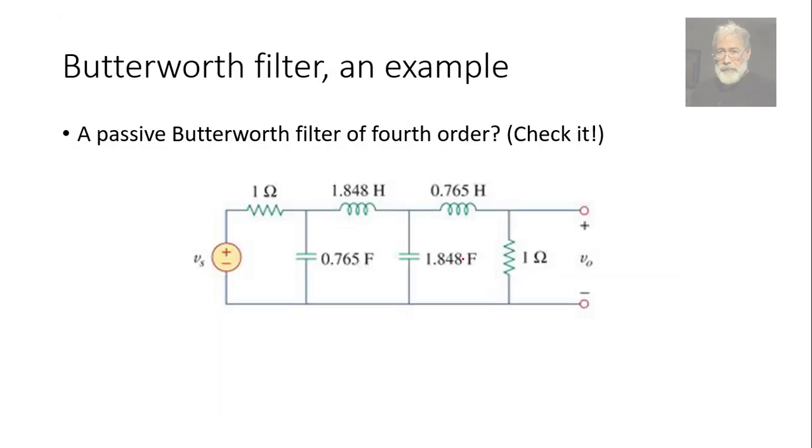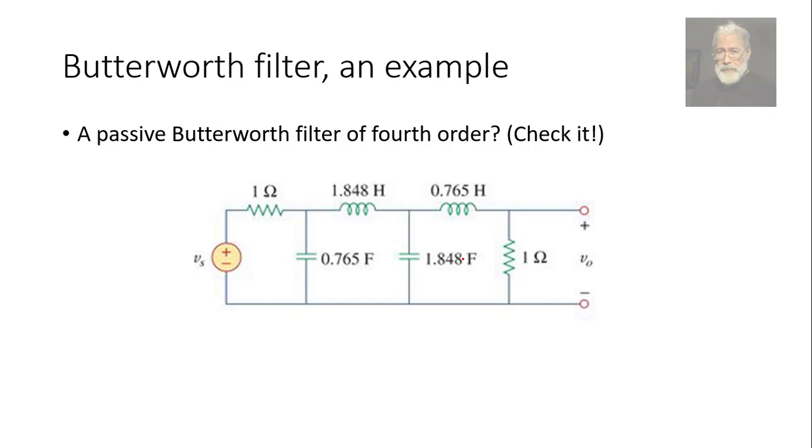Here's an exercise in Butterworth filters. In this case, they give us a passive Butterworth filter of order 4. Is it or is it not? Check it. How? Find the transfer function, find the poles. They must be at the same distance from the origin.